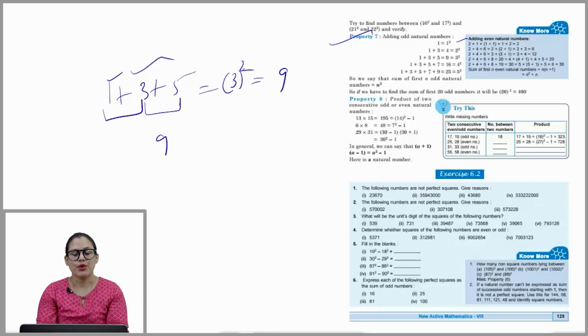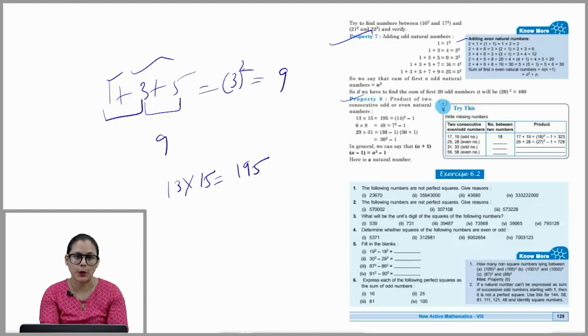Okay. Property 8. Product of two consecutive odd or even natural numbers. Two consecutive odd numbers, 13 into 15 is equal to 195. Okay. So, this is what? 14 square minus 1.